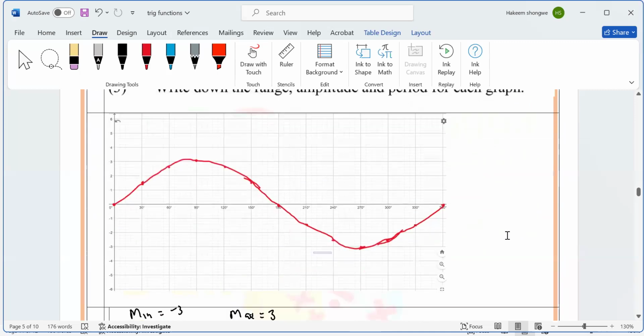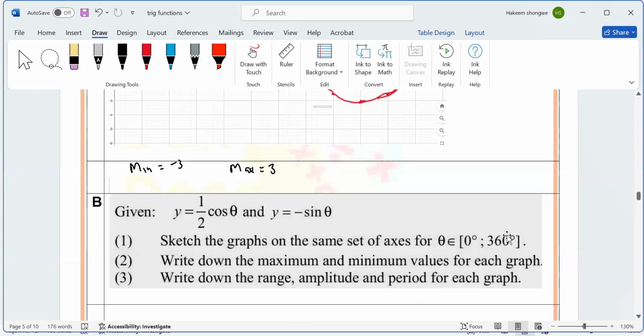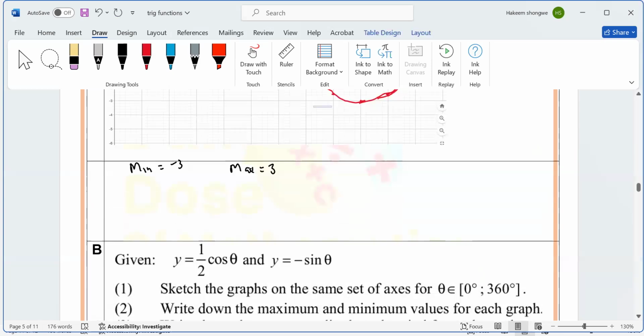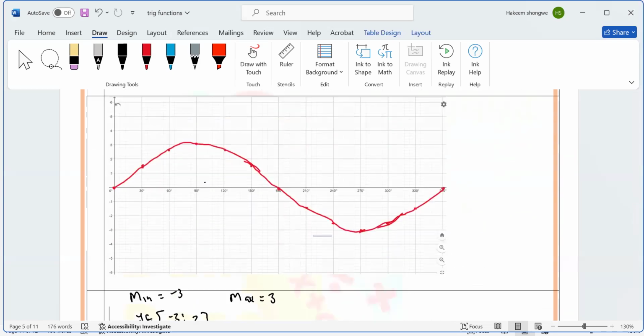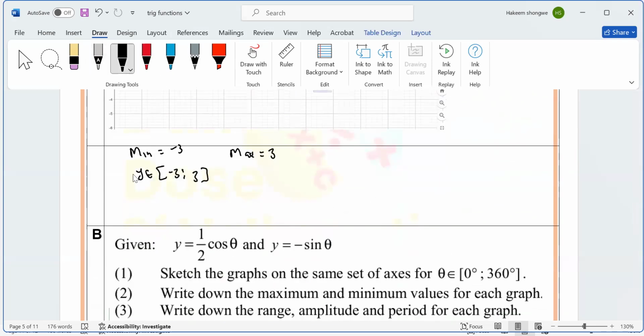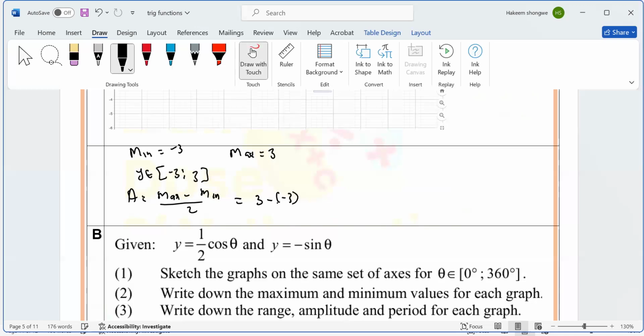Okay, next they ask us what the range is. Ne? So we said our range is from the minimum to the maximum. So what is going to be our range? Our range is going to say y is an element from -3 up until we get to 3. Okay, next they want to know what the amplitude is. Ne? Now I said how to get the amplitude. The amplitude we get by saying A is going to be max minus min divided by 2. Don't forget to divide by 2. Ne? So you have 3 minus negative 3, all over 2, which is going to be 3.